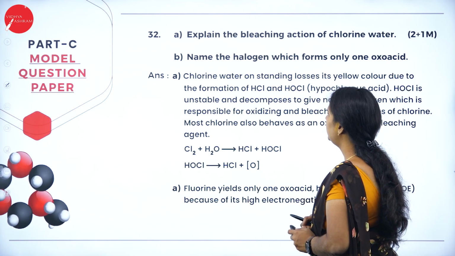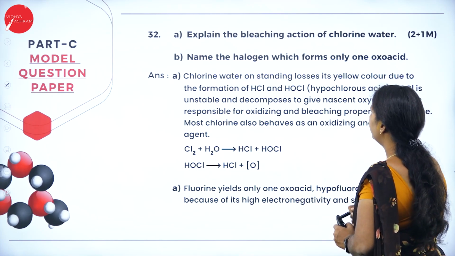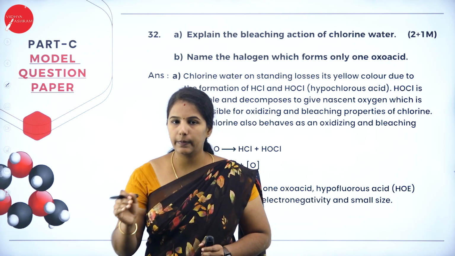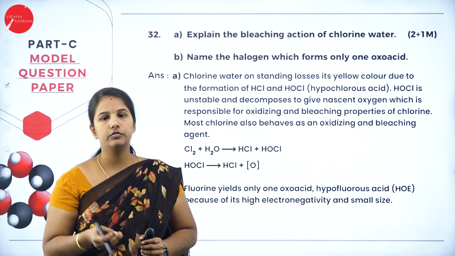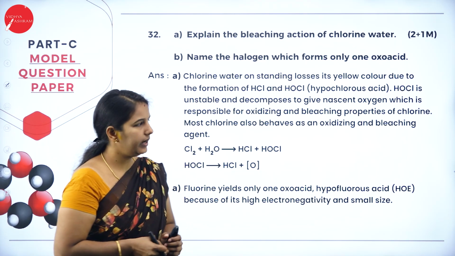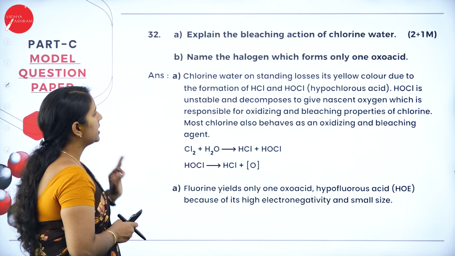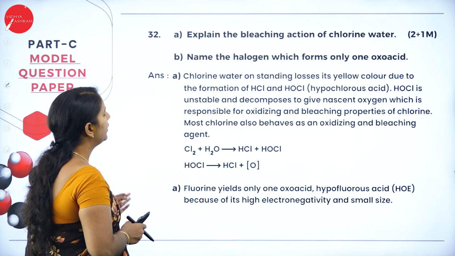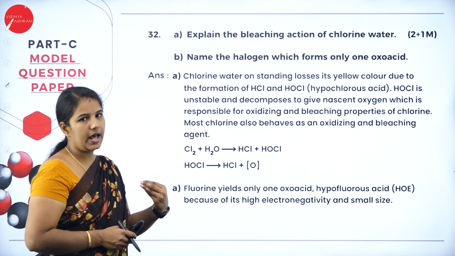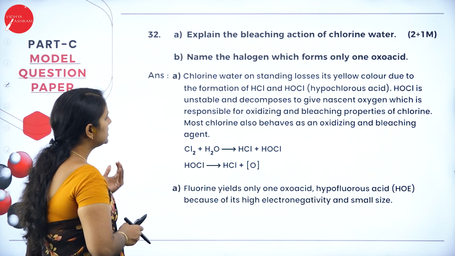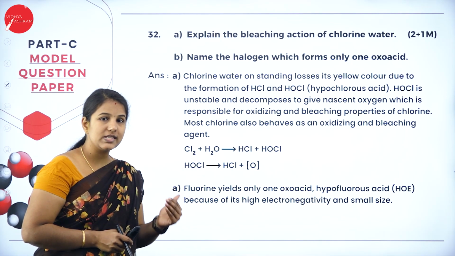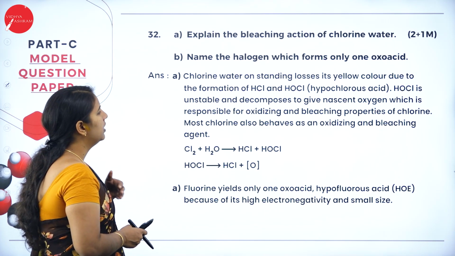Next, explain the bleaching action of chlorine water. So, we know that we prepare the chlorine water from the bleaching powder and it has a bleaching action too, correct? Chlorine water on standing loses its yellow color due to the formation of HCl and HOCl. HOCl is nothing but hypochlorous acid, is unstable and decomposes to give a nascent oxygen which is responsible for the oxidizing and bleaching action of the chlorine.